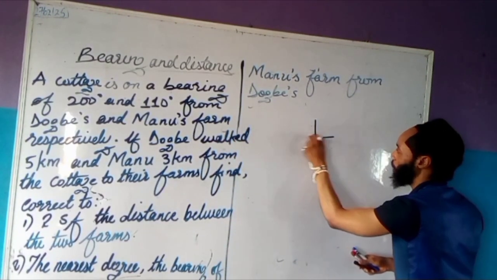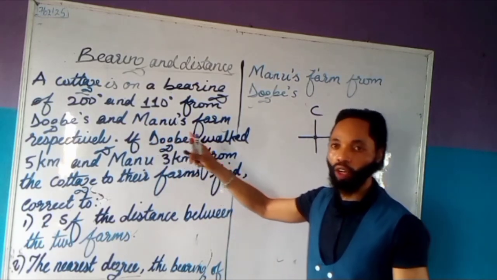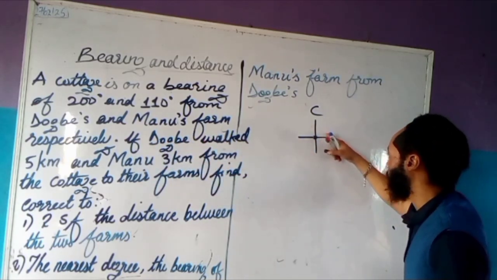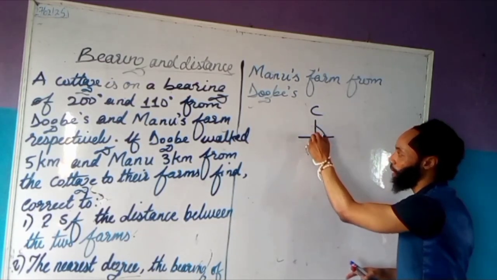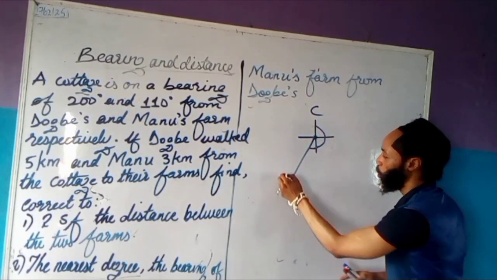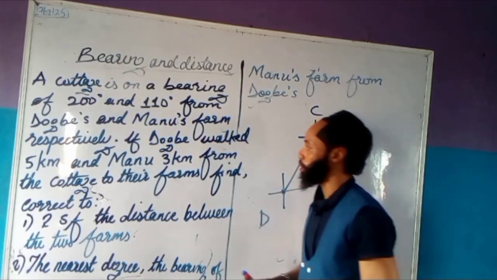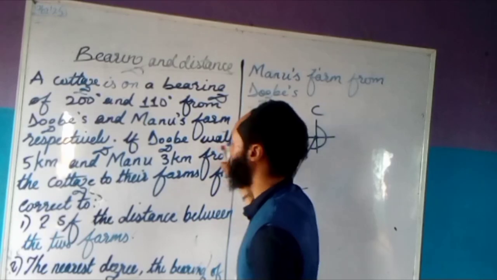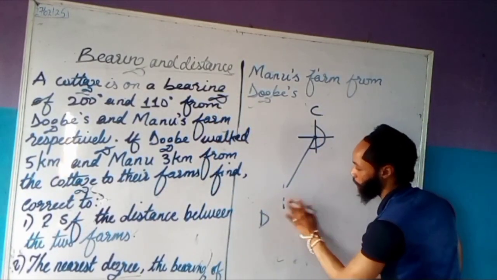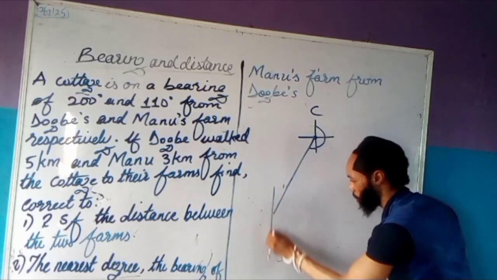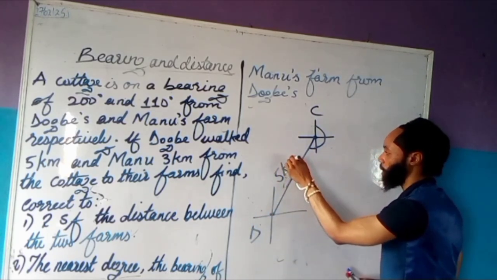So let's keep our cottage here. Let's see the cottage. Then 200 from the cottage to where? Somewhere around here. This is 180. So 200 is somewhere here, right? Yes. And who is 200? Dogway's. Let this be D. Remember, I said who walked 5 kilometers? Dogway. So 5 kilometers will be longer. Let me make it a bit longer. So this is Dogway and this is 5 kilometers.